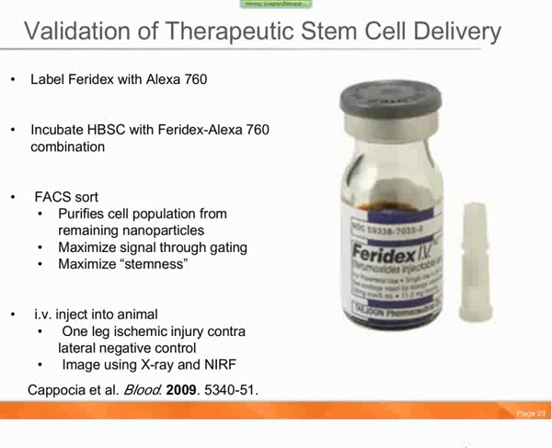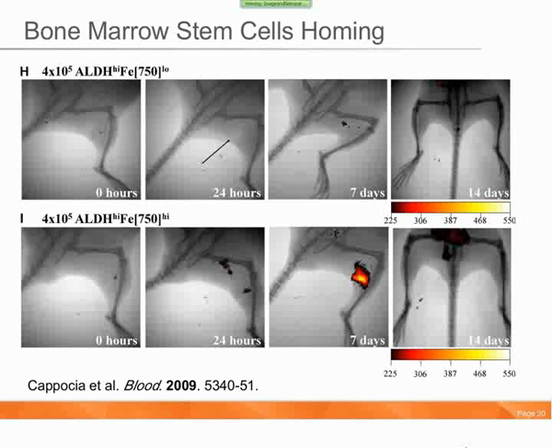And indeed, that's just what happens. They sorted for cells that took up the most of their infrared nanoparticles, and by 24 hours, they were able to visualize the site of ischemic injury quite nicely, and by 7 days, they could see it really just plain as day.